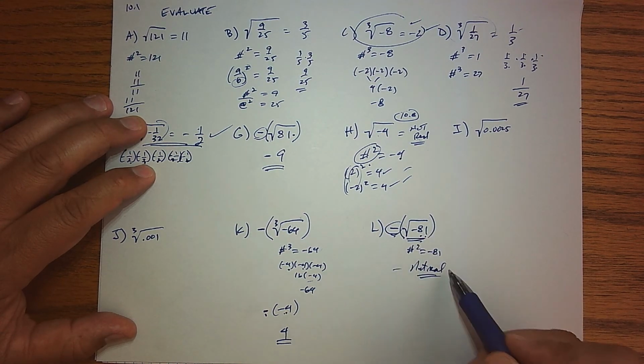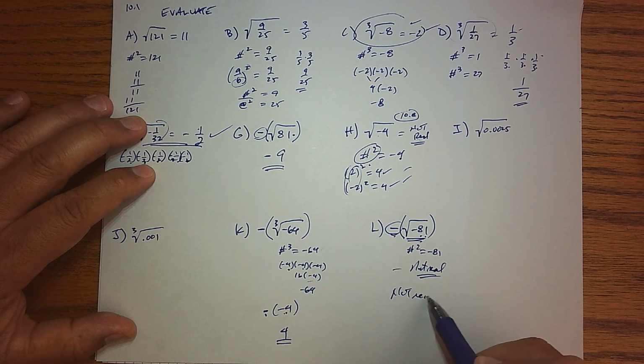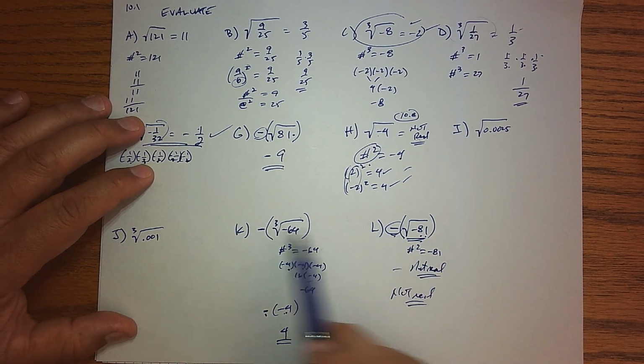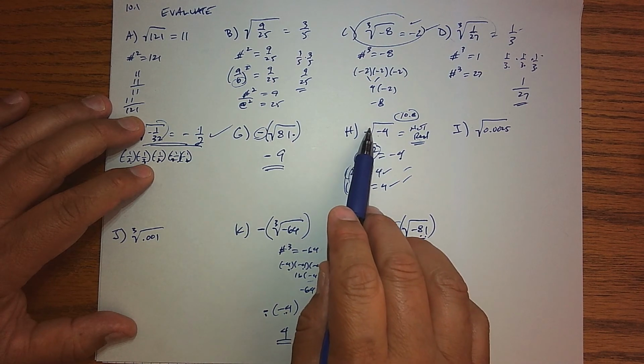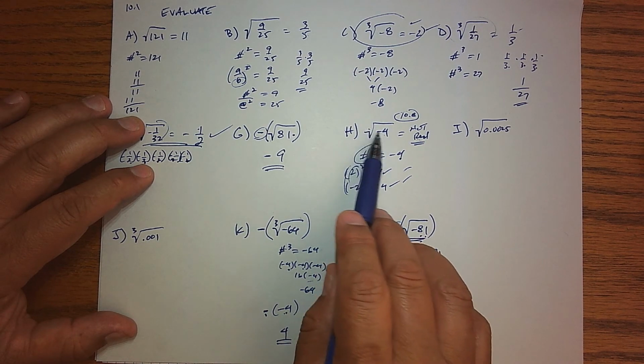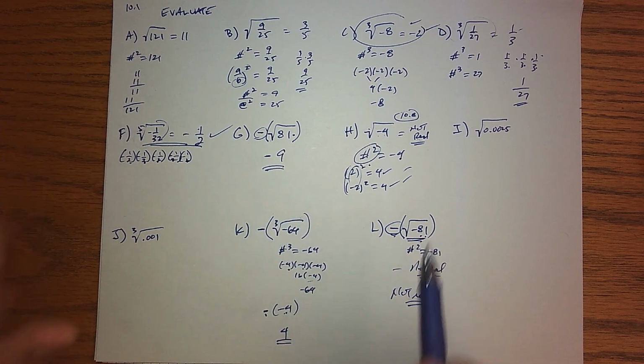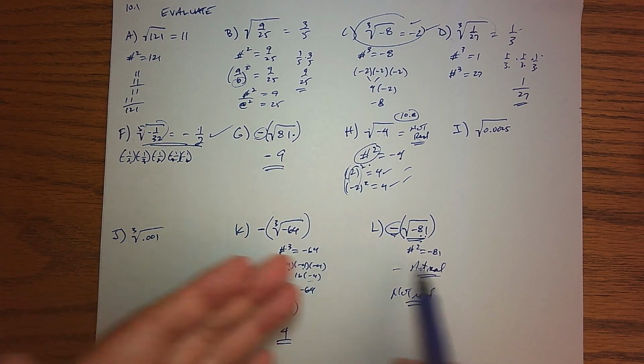If you negate something that's not real, you are still not real. So be careful. Double negatives have nothing to do with it. It's all about what is my index and what's my radicand and what's their relation together. So we can either be real like we were in K or not real.